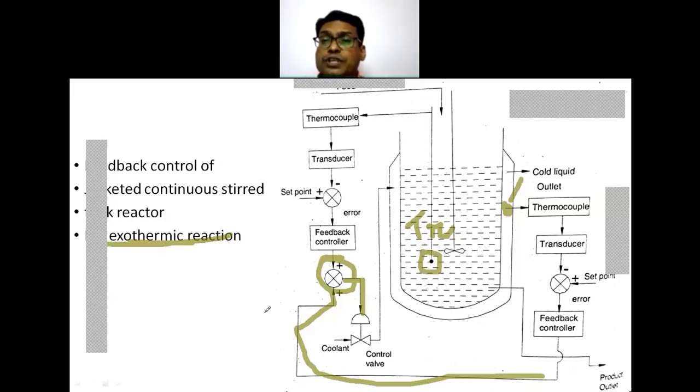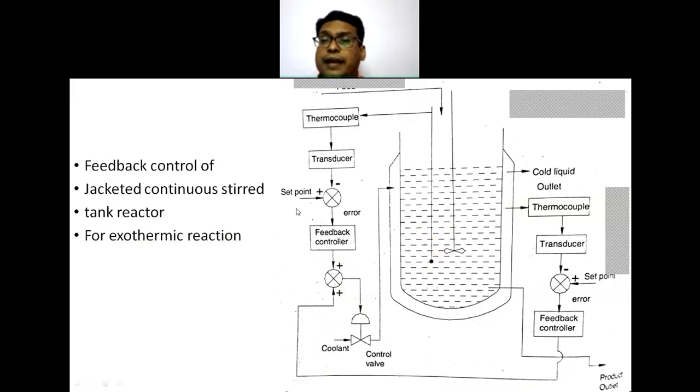So instead of using only one feedback, in this case I am using two feedbacks. One is related to the actual temperature of the process fluid, and the second is that of the utility, which is nothing but the coolant used to reduce the temperature inside the jacket. So both temperatures are to be measured in this case.